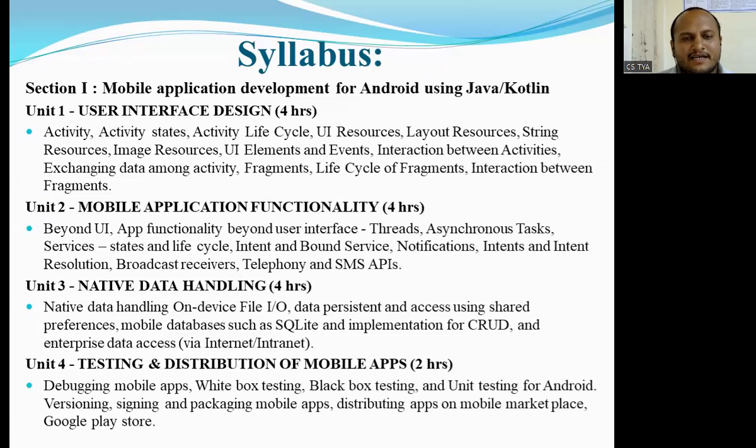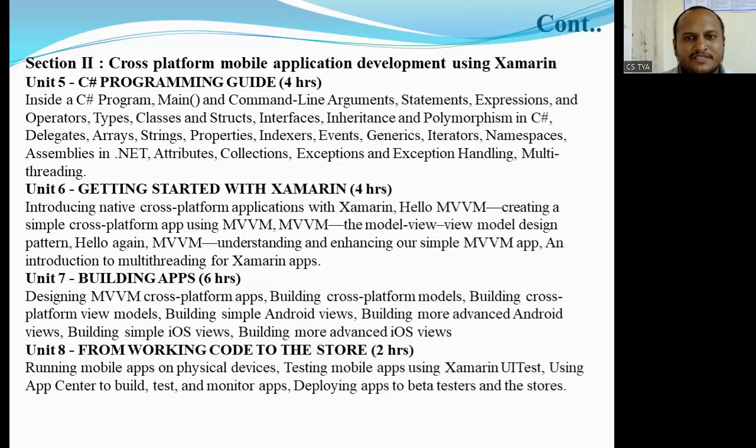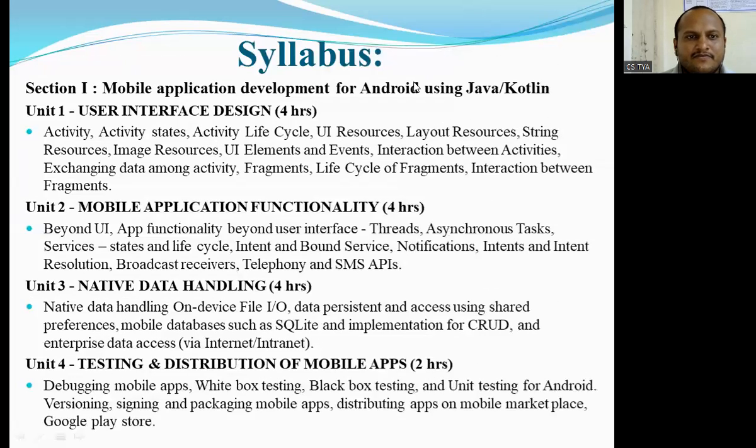Next, this subject has a total of 8 units. The first section has 4 units and the second section has 4 units. The first section is mobile application development for Android using Java and Kotlin. Already you heard about the Java language. I think in the last semester you studied the Java language. Yes, you had Java in the last semester? Correct.